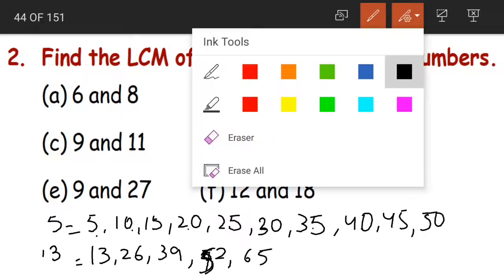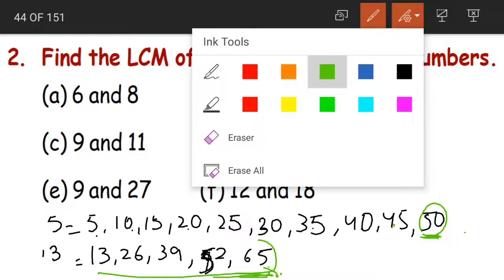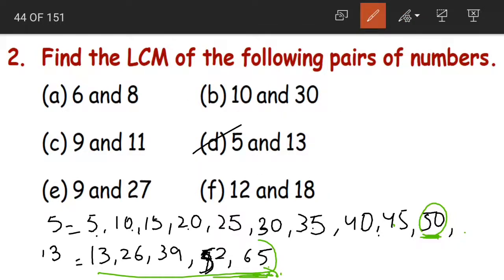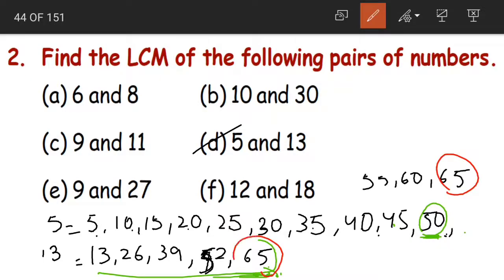Okay, now if you look at the numbers here, we have gone till 65 here, but yet we did not find any common multiples. Here we have written only 50, right? Here we have gone beyond 50 till 65, but we did not find any common multiples. That means we need to write a few more multiples of 5. 5 11s are 55, 5 12s are 60, 5 13s are 65. There we have our least common multiple, that is 65.